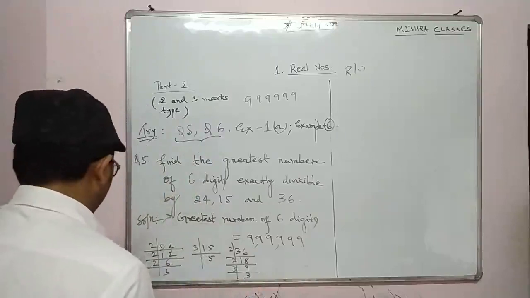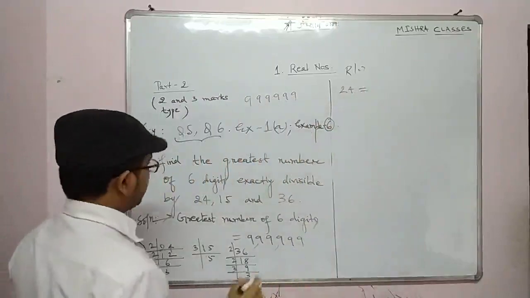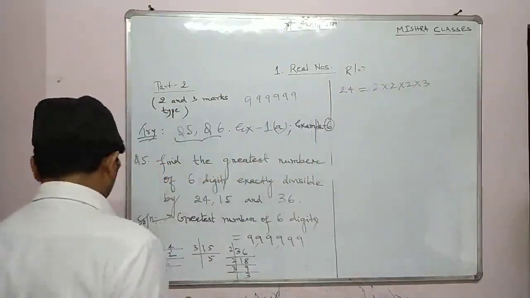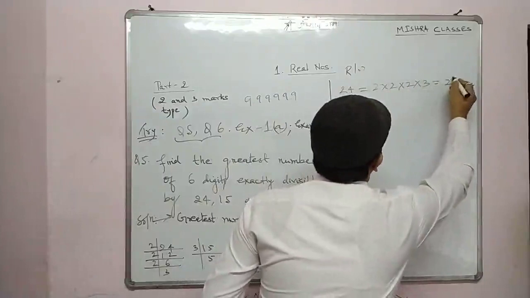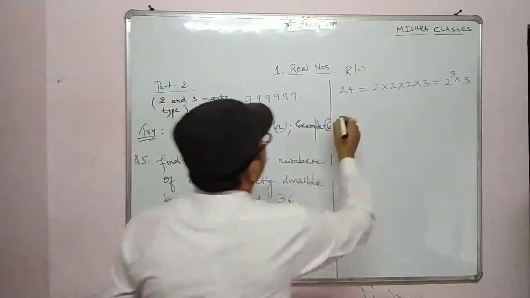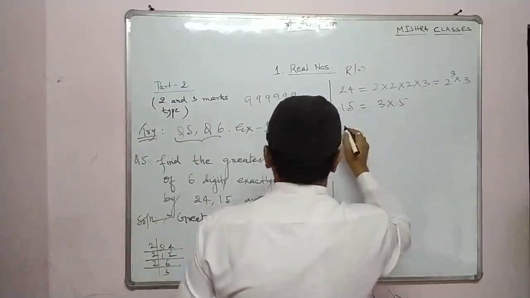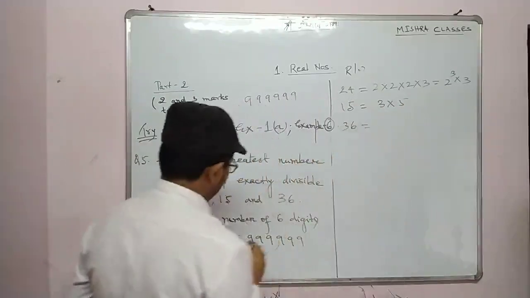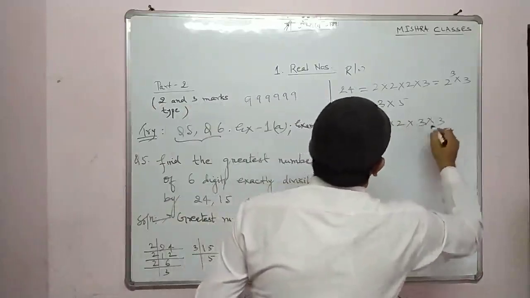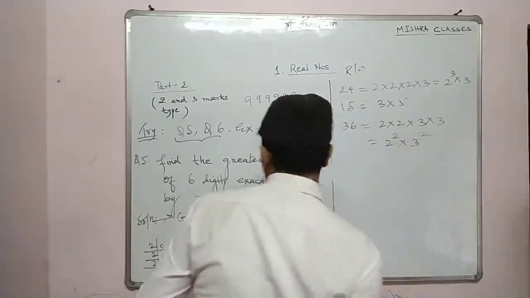So, what we are seeing, we will write like this. 24 equals 2 into 2 into 2 into 3, so we can write this as 2 power 3 into 3. Next 15: 15 equals 3 into 5. Next 36: 2 into 2, 3 into 3, which can be written as 2 square into 3 square.